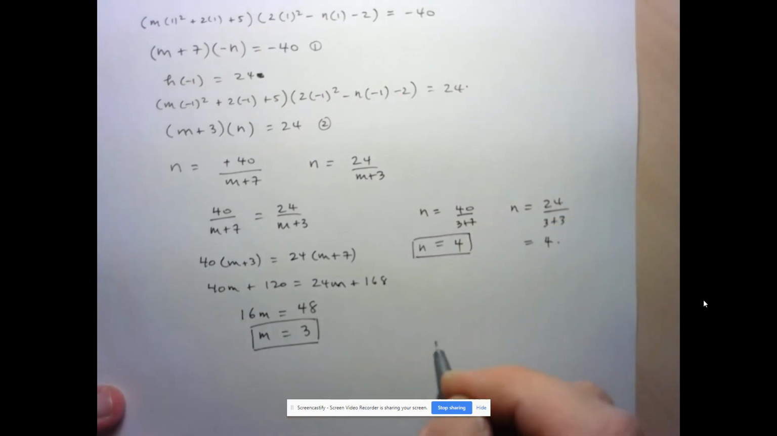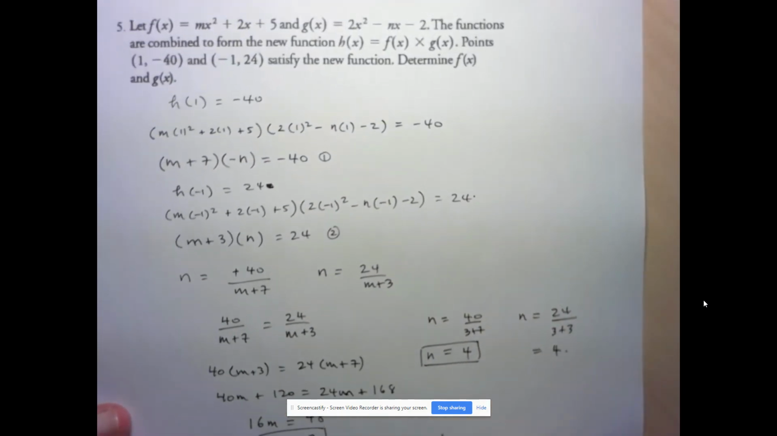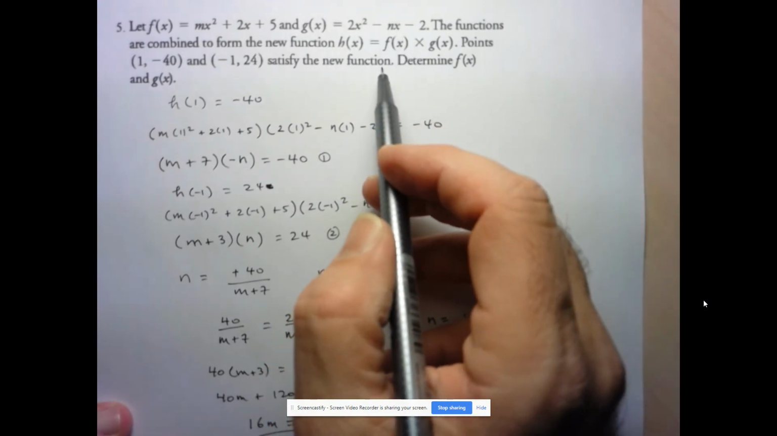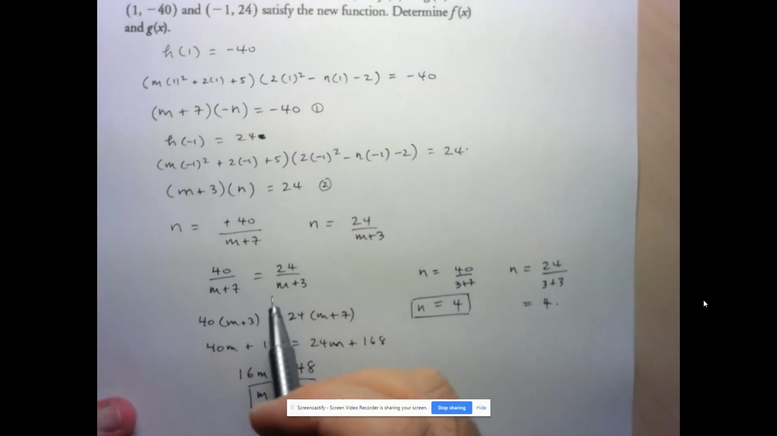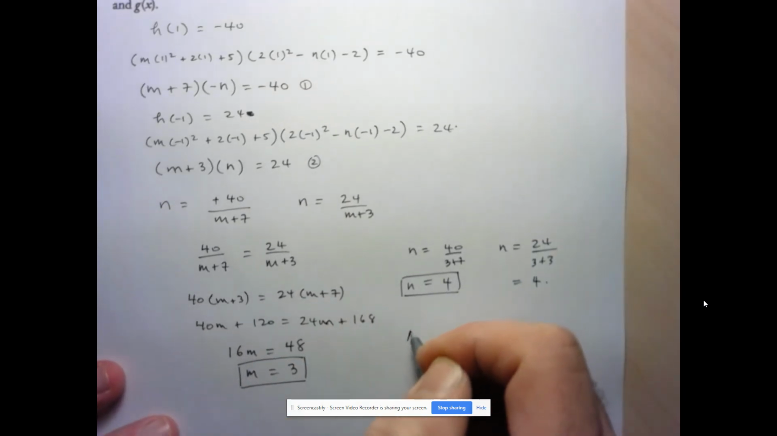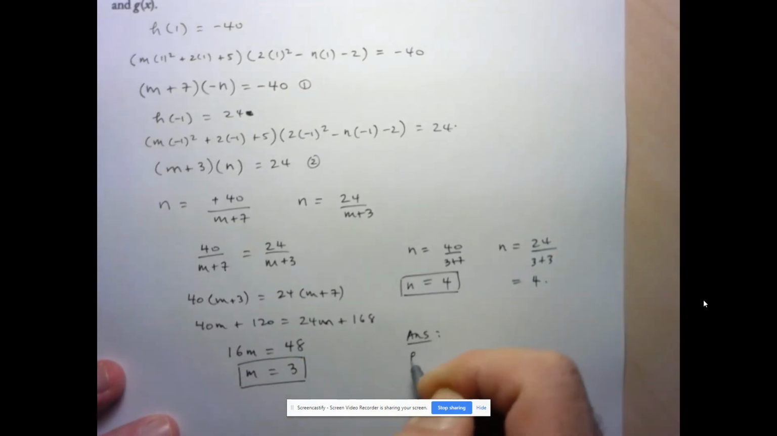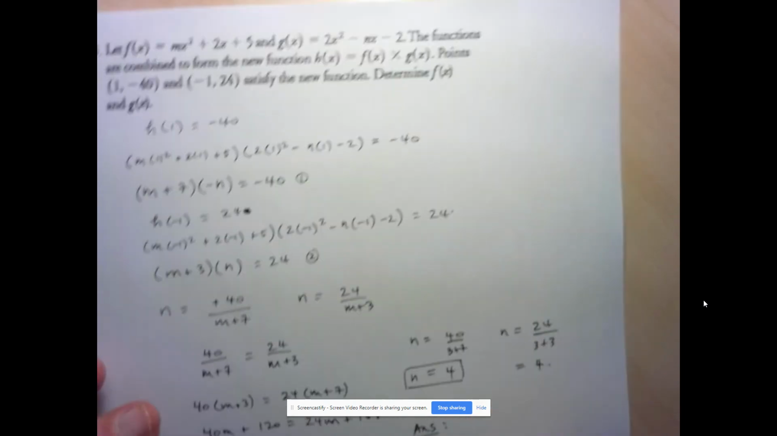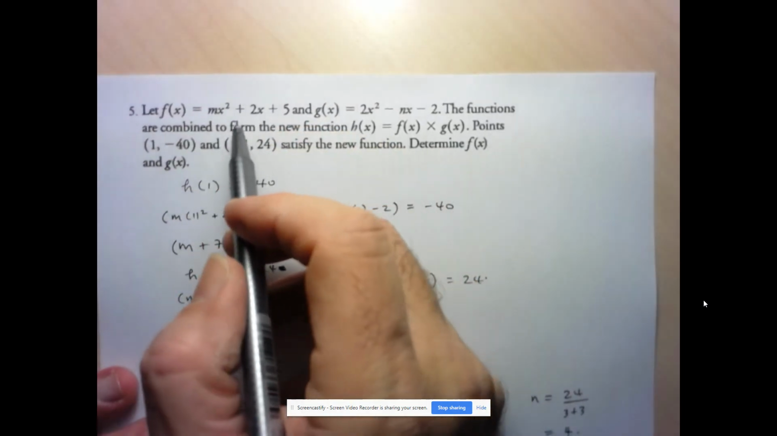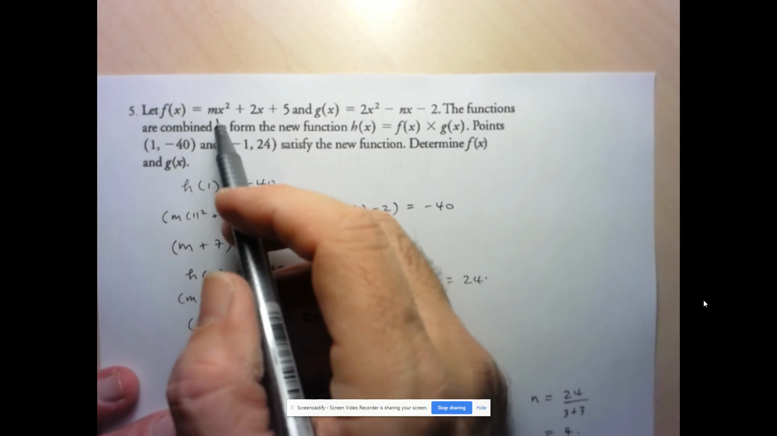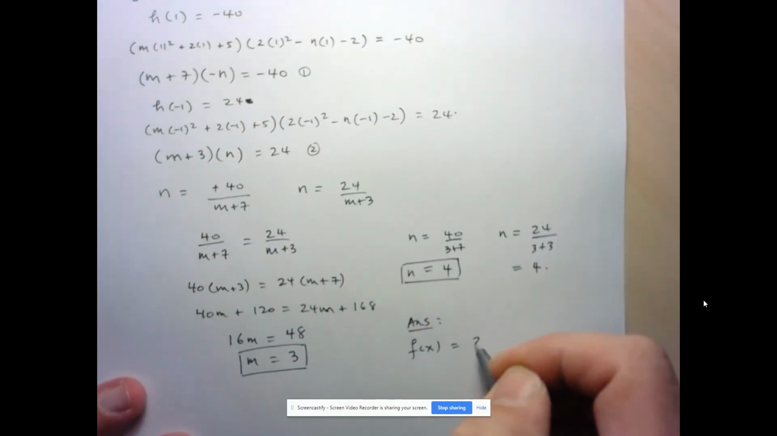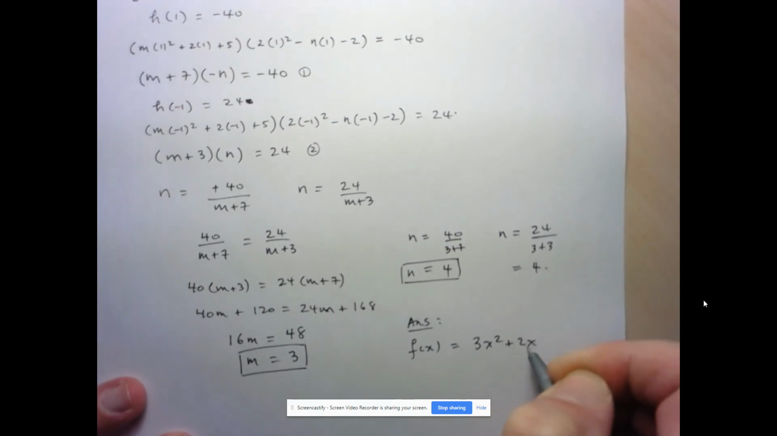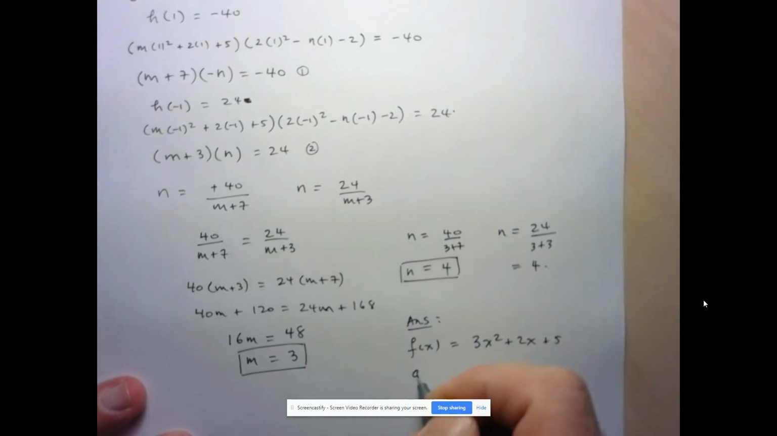Now, if you look back at the actual question here, they are asking us to determine the functions f of x and g of x. So we should give the final answers as the functions. So here, what were we missing? Well, we were missing the m value, which we just determined was 3. So it's going to be 3x squared plus 2x plus 5. And then g of x.